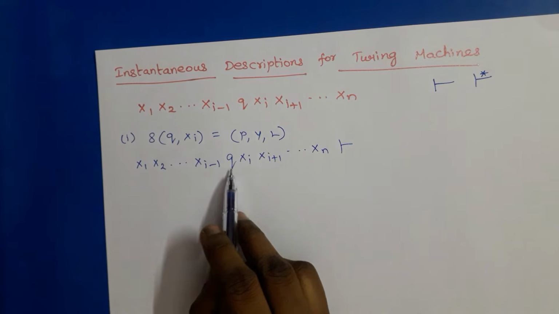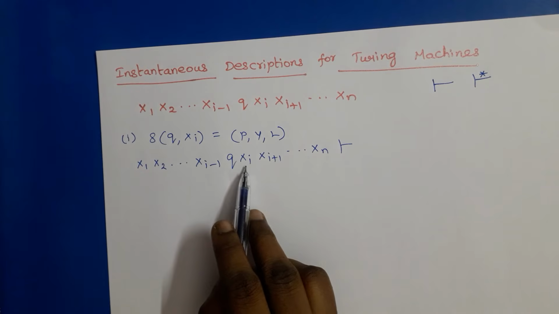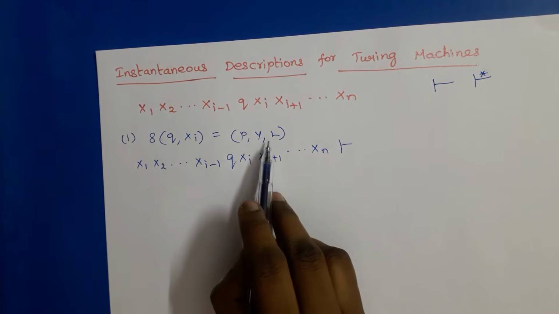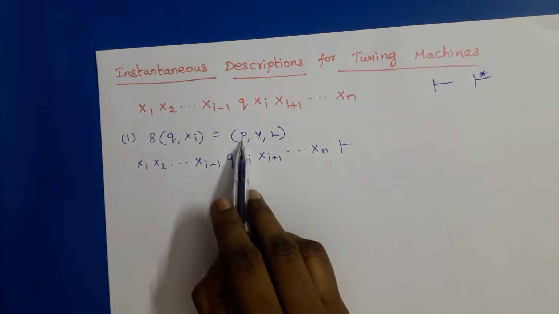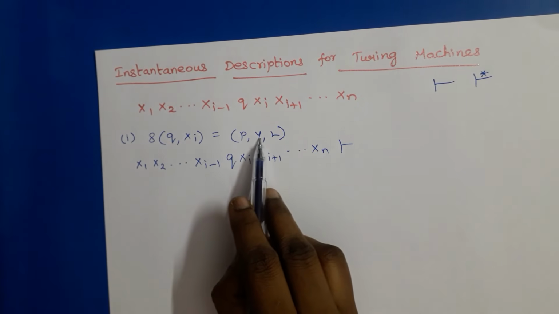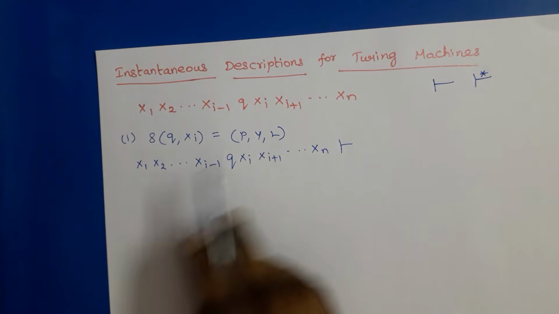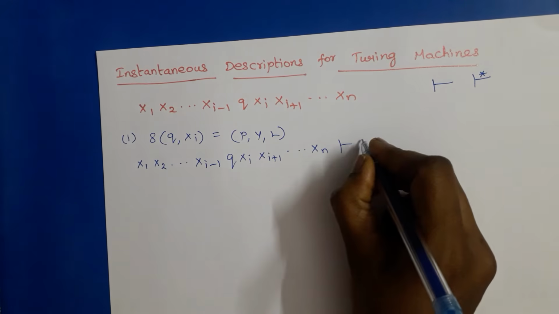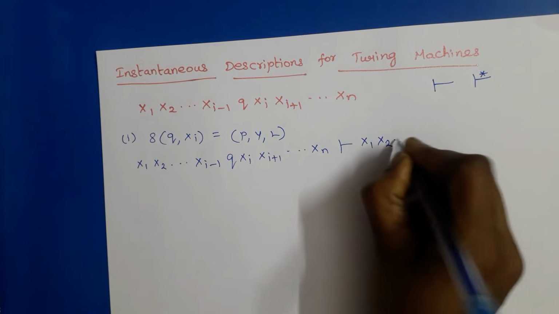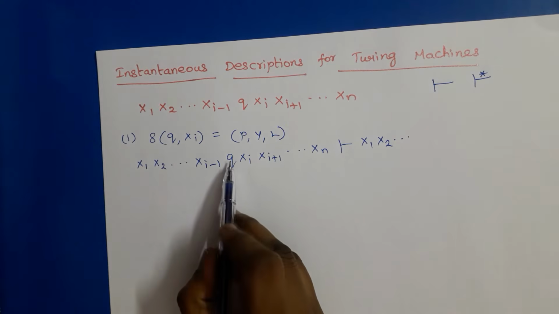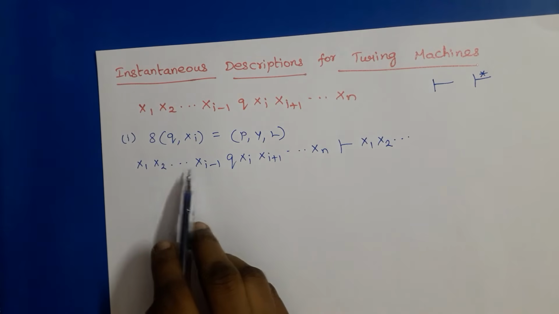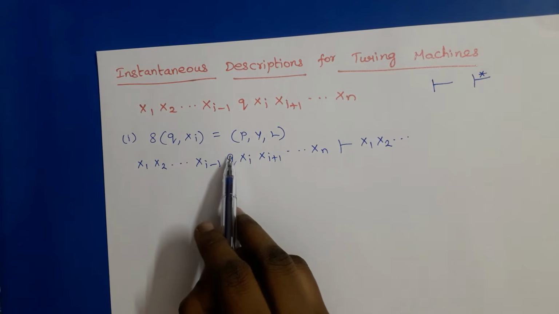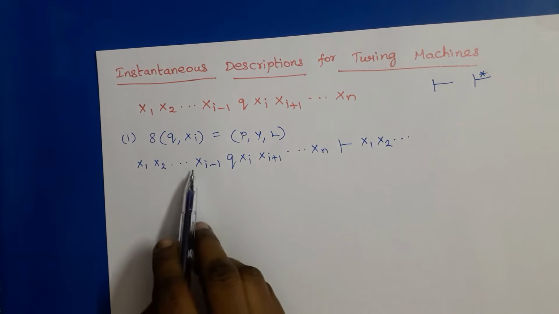So q is the present state and xi is the symbol currently scanned by the tape head. Then we need to change our state to the next state p. Q should be changed to p. This xi must be replaced by y and the move is a left move. So we need to write x1, x2, dot dot dot up to, if the tape head is moving left side, it should scan xi minus 1, right? The tape head now should scan xi minus 1.